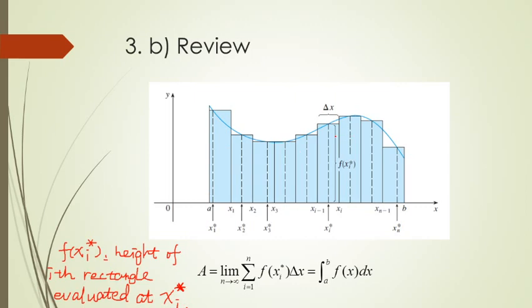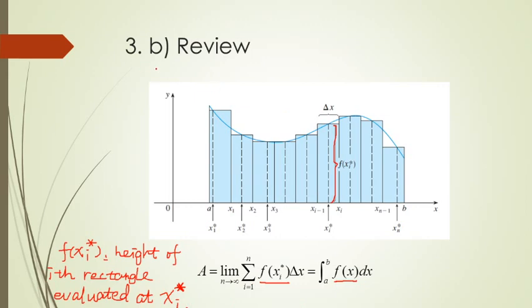So here, that is the f(xi star), which gives the height for the ith rectangle, evaluated at xi star. So here, this f(x), we know the area can be defined as a definite integral from a to b, right? And what is the integrand here? This integrand f(x) shows the height.